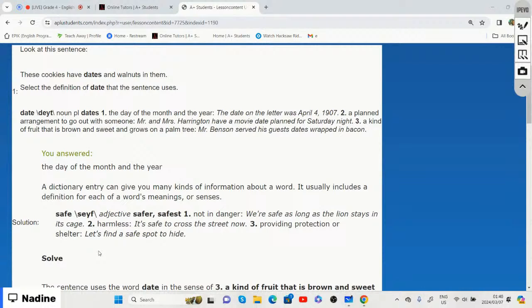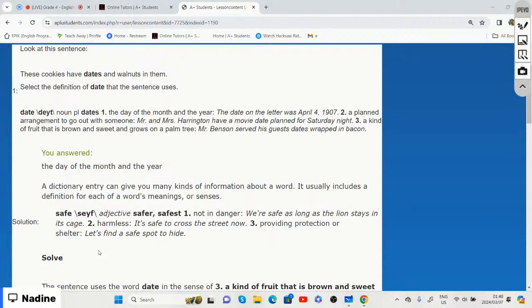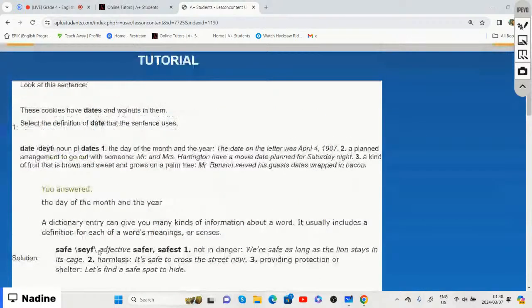And if we were to select, then we can say that the date is the correct one, the day of the month, or it is where you take somebody to a specific place to get to know the person.